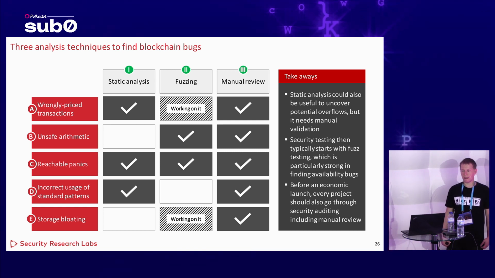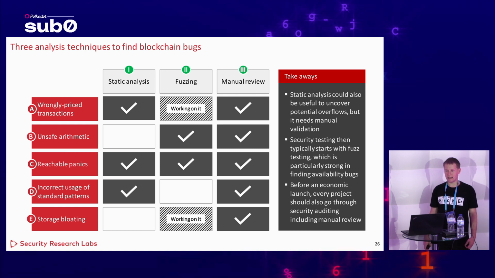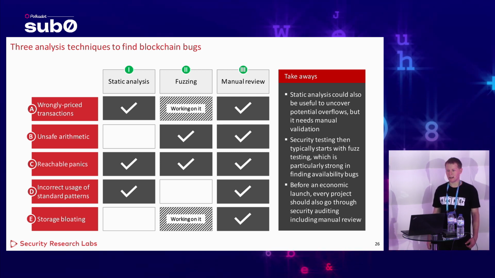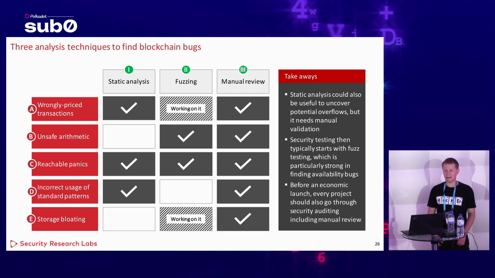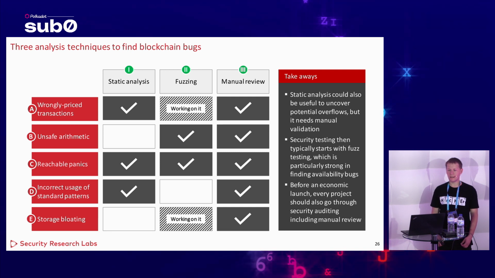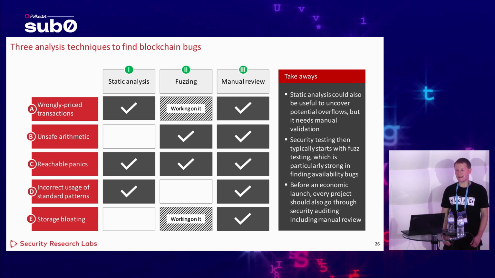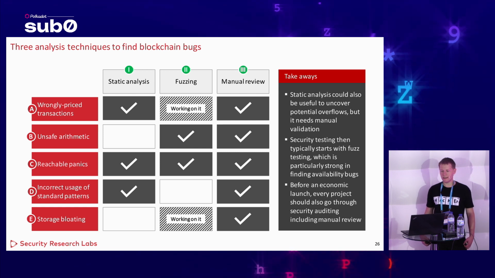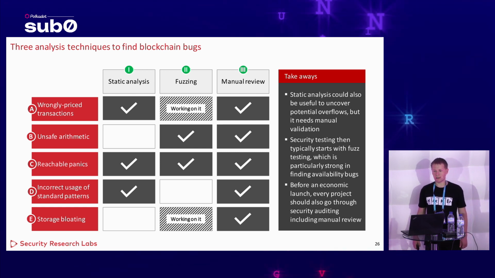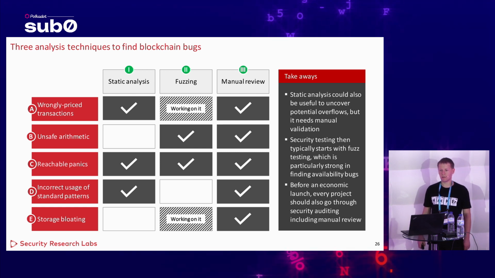The same also applies for reachable panics. This can be found via static analysis, but sometimes it also gets too many false positives. And also logic errors, it also depends on, and storage bloating cannot be found via static code analysis so far.